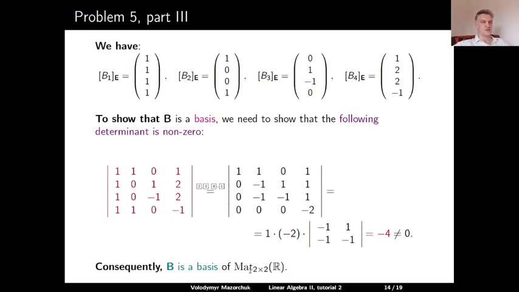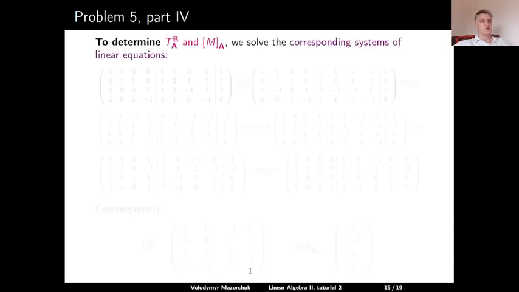So now to determine the transformation matrix from A to B, and also the coordinates of our vector M in the basis A, we need to solve the systems of linear equations where the left-hand side is just the matrix consisting of the coordinates of A1, A2, A3, A4. And then for the transformation matrix, we have to solve the systems for the coordinates of B1, B2, B3, B4.